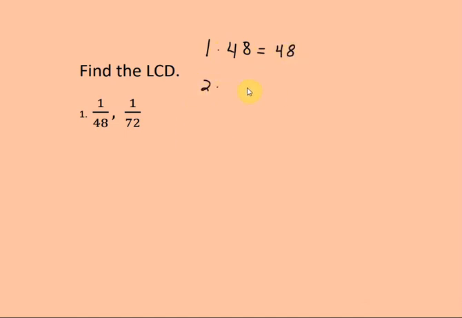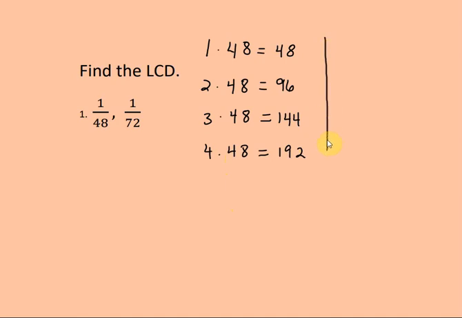2 times 48, which is 96. 3 times 48, which is 144. I could do it again and do 4 times 48, and that's 192. Okay, let's stop there for right now.